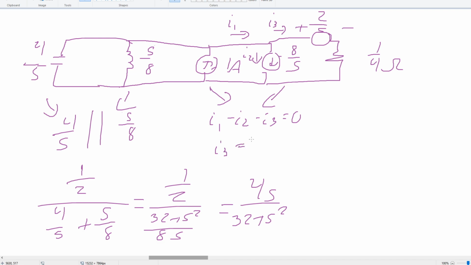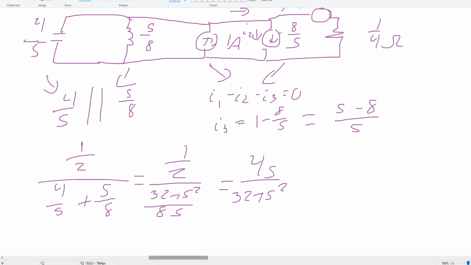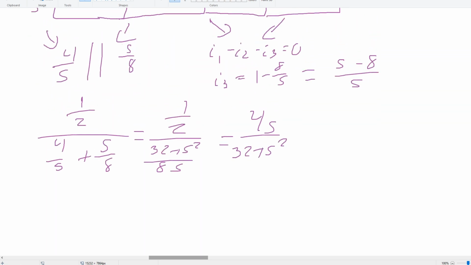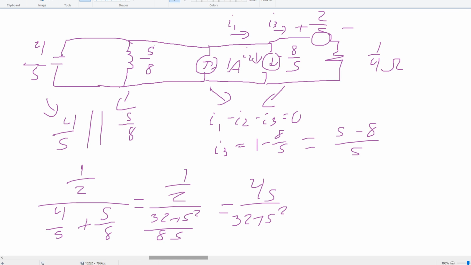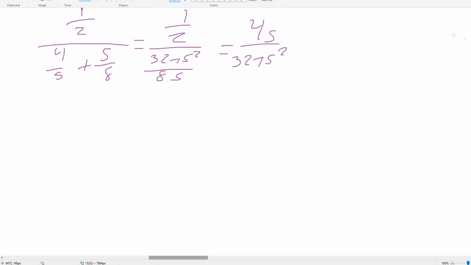So this is I1 minus I2, which is 1 minus 8 over s, and we could combine that into s minus 8 over s, right? You multiply the 1 by s over s. Common denominator, s minus 8 over s. Okay. We have that now. After that, we can combine the diagram into a current source that's facing this way, which is the s minus 8 over s.